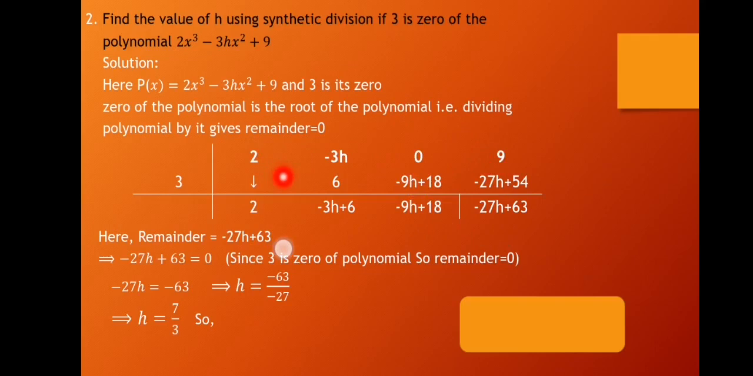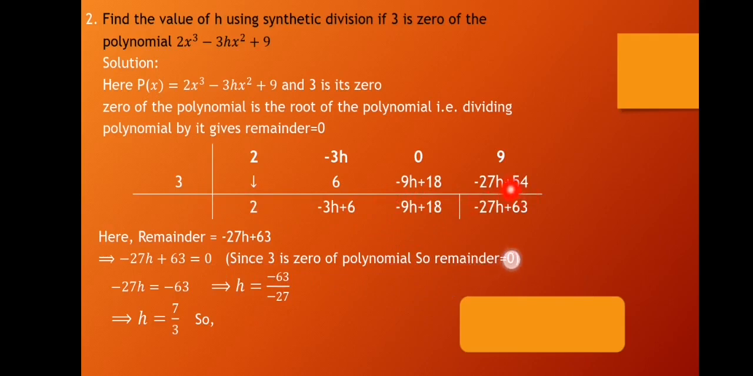As we have already discussed, the first number will be written down as it is, so 2 will be written down as it is. Then for the next term we will multiply this 2 and 3 and get 6. Then we will add these two terms, we will get minus 3h plus 6. Minus 3h plus 6 will be multiplied by 3 to get minus 9h plus 18. After multiplying this minus 9h plus 18 by 3, we will get minus 27h plus 54.